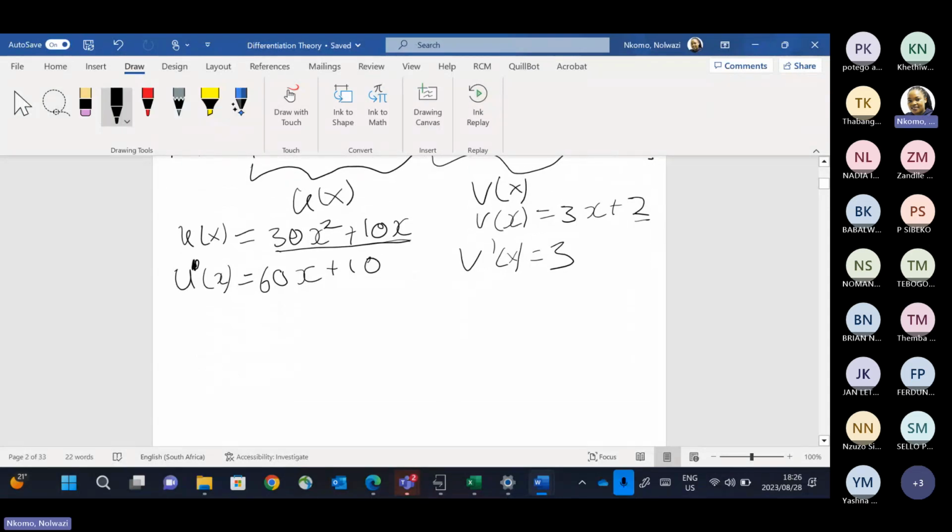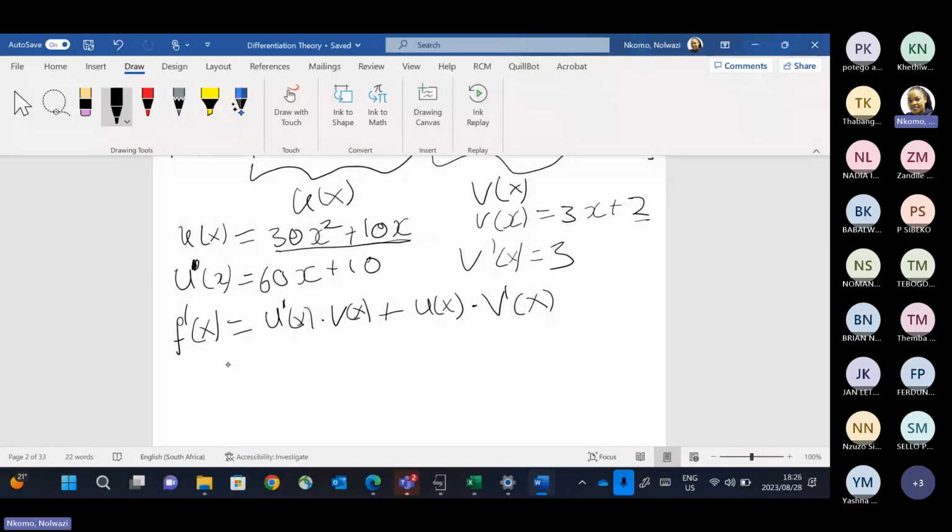And then we can now apply our product rule. F prime at x would be u prime at x times v at x plus u at x times v prime at x. So the next step is just to substitute back our u, v, and their derivatives.